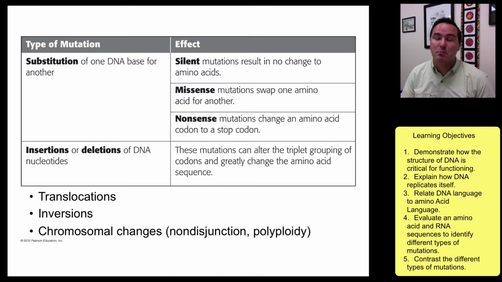You can imagine that's a big problem, especially if that occurs in the middle of the gene. If you introduce a stop codon in the middle of the gene, you're going to make a protein that's half as long as it should be, so it's going to be a non-functional protein. That's usually a lethal mutation, meaning it's not a good idea.